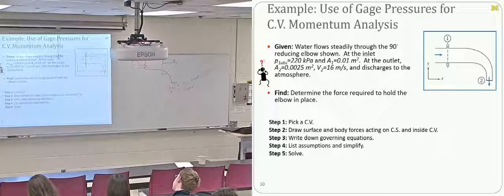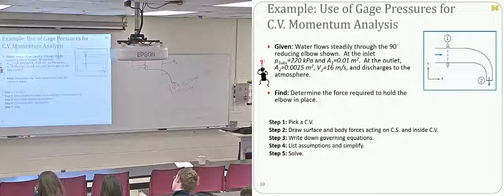All right, so we end up with the integral of the control surface only, which, based on our lecture last time, just devolves into m dot out minus m dot in equals 0, right? If we're assuming density is constant, then this also turns into Q out, which is equal to V2A2, minus Q in, which is equal to V1A1, is equal to 0, right? Okay.